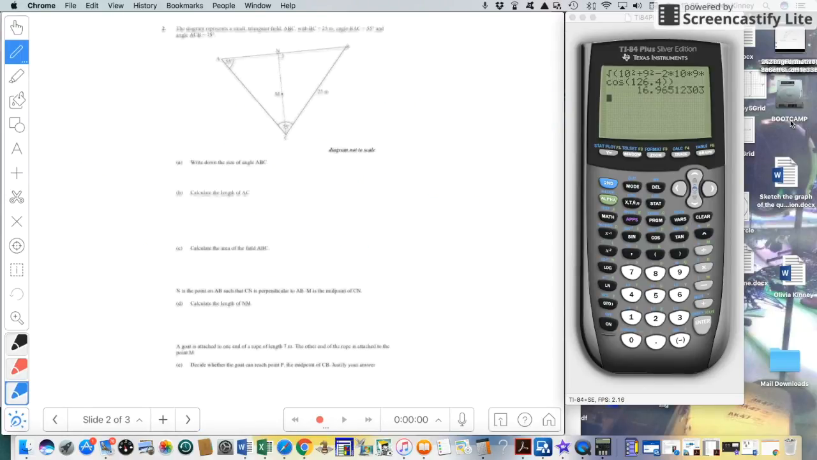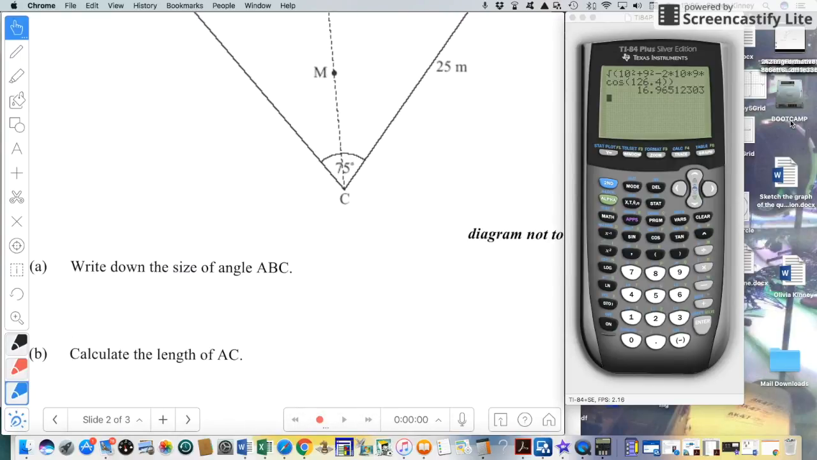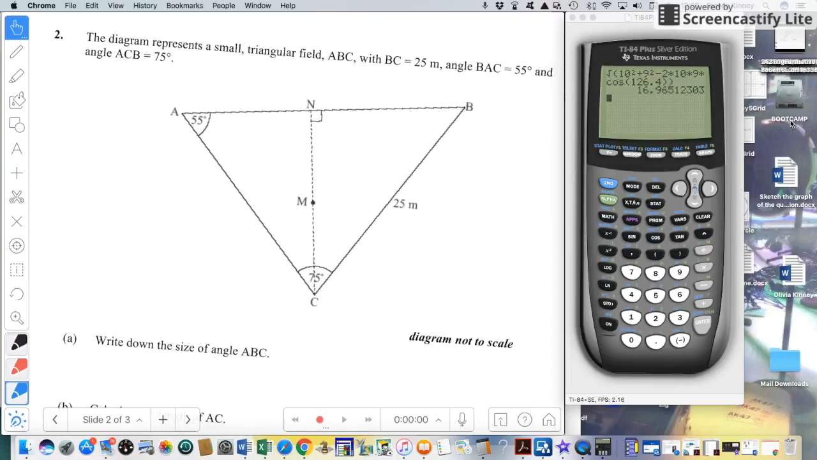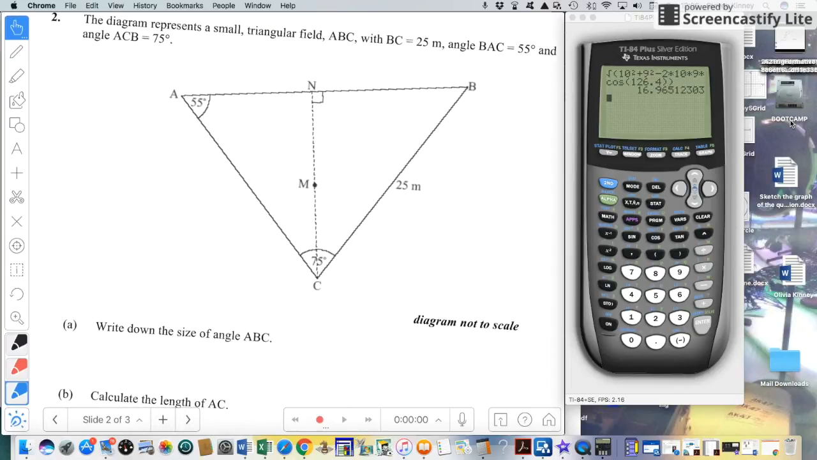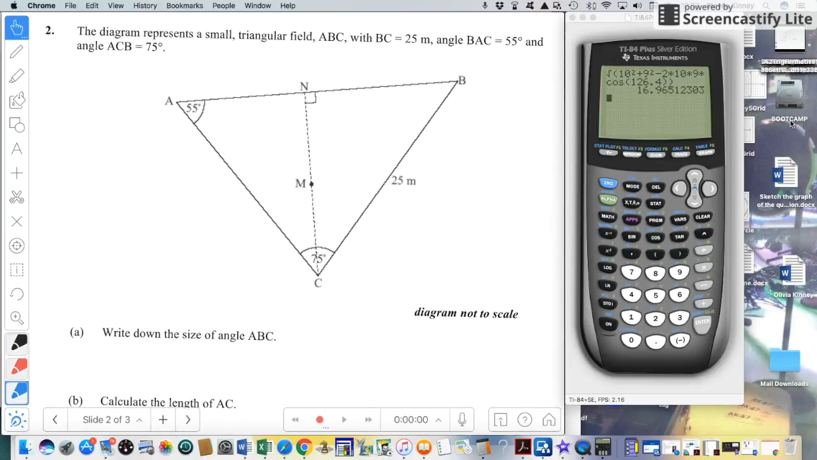And next problem. The diagram represents a triangle. You see that there's some right angles in the triangle, and we're asked to find, actually the first question is finding the angle ABC, which is this angle up here. You start at A, you go through B, and come down to C. Okay.